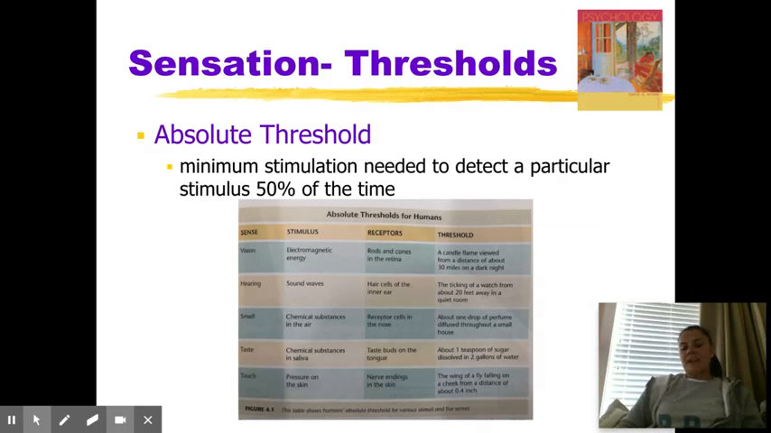I love this idea. This is a vocabulary term that fits to all 5 of our senses. So this is known as absolute threshold. Absolute threshold is the minimum stimulation needed to detect a particular stimulus at least 50% of the time. So each of our senses has an absolute threshold, and I've included on this PowerPoint what that means, okay?